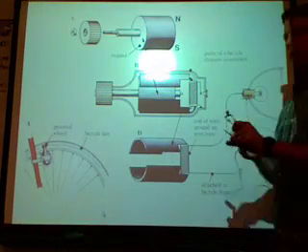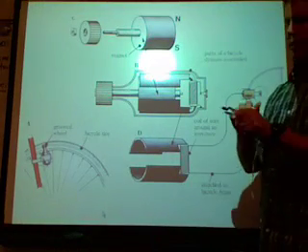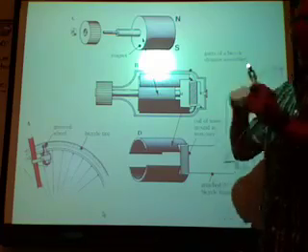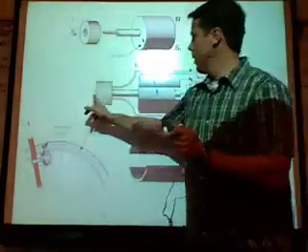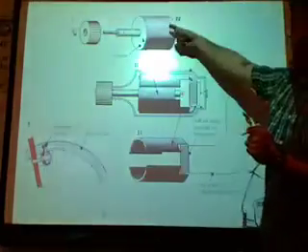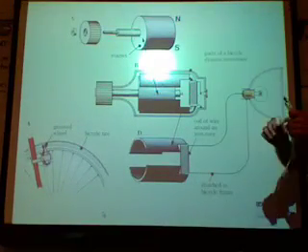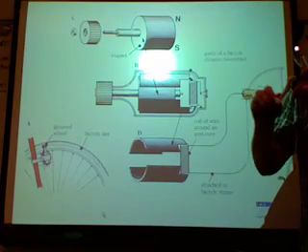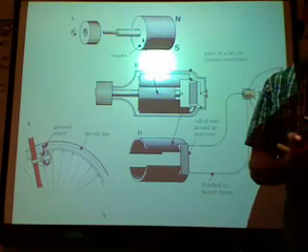And as you were pedaling away, you would be turning this little wheel, turning the magnet, breaking the lines of force. You can see that makes a lot more sense.